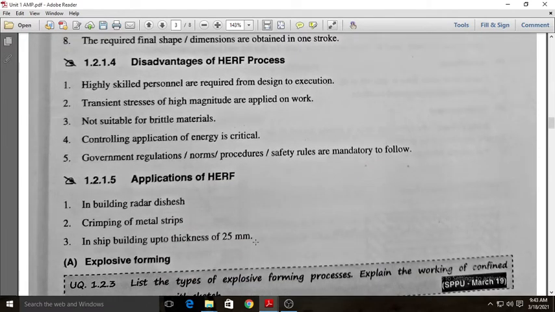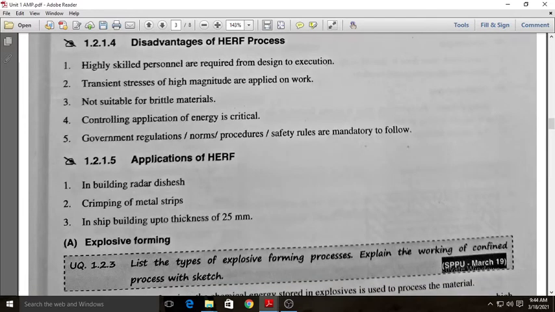Then here are the disadvantages of the high energy rate forming process. Highly skilled persons are required, and transient stresses of high magnitude are applied on the work. It is not suitable for brittle material. Then applications of high energy rate forming are in building radar dishes, crimping of metal strips, and in shipbuilding up to a thickness of 25 mm.